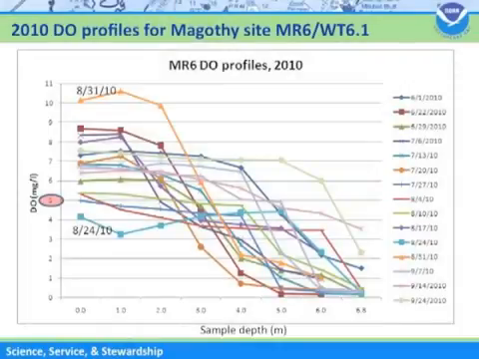And then this is a DO profile that I made for the Magothy for that MR6, that mid-river station that's also the state station. In this case, DO is on the y-axis, which is not how these are usually made, but I actually prefer it this way because I'm used to thinking of the thing you're measuring on the y-axis, and then depth is on the x-axis, the horizontal axis.